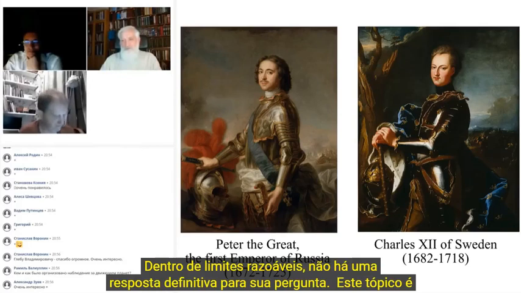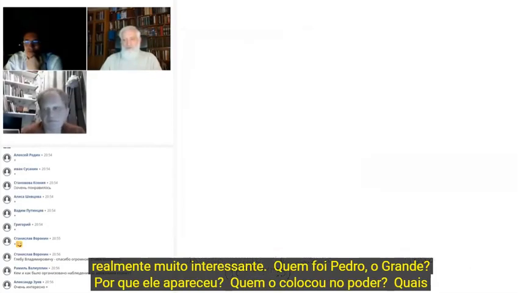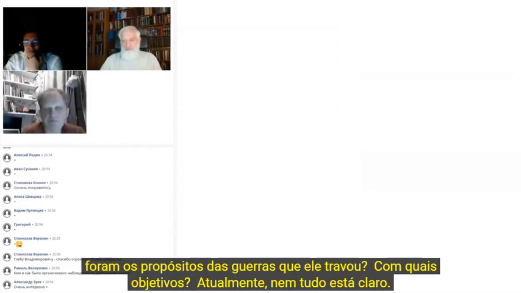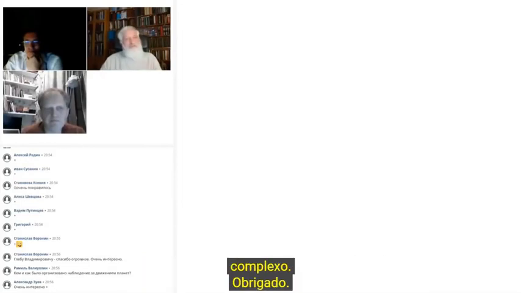Within reasonable bounds, there is no definitive answer to the question you pose. This topic is indeed very interesting. Who was Peter the Great? Why did he appear? Who placed him in power? What were the purposes of the wars he waged? With what objectives? Currently, not everything is clear. We have some thoughts on this topic, but I cannot elaborate on them at the moment. It is a vast and complex subject.